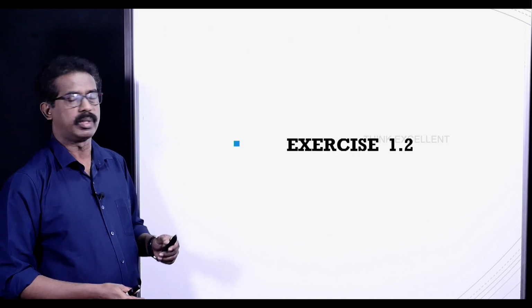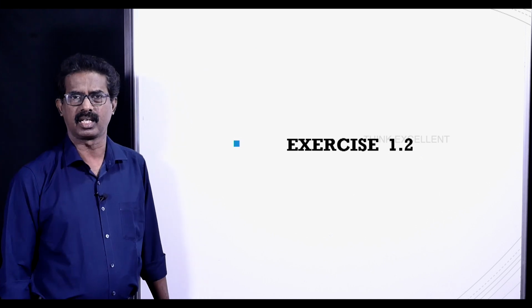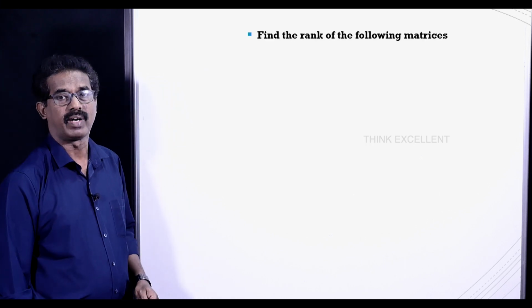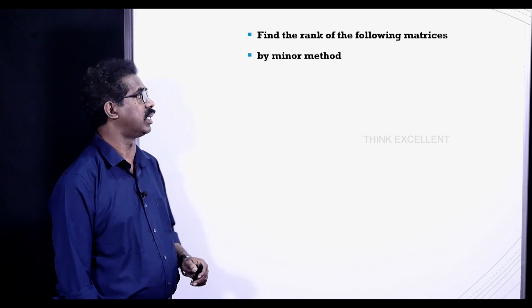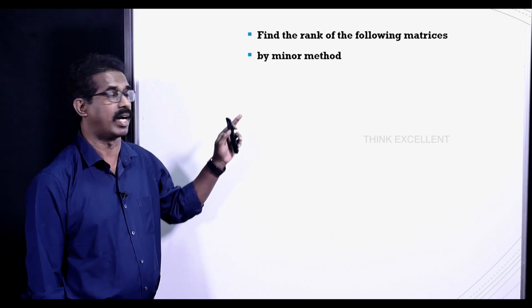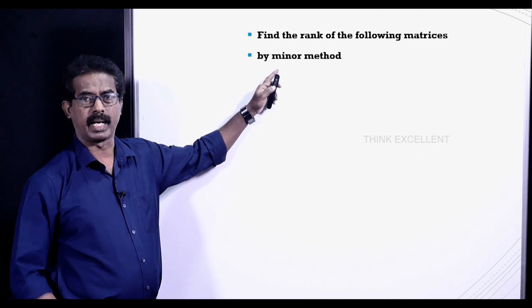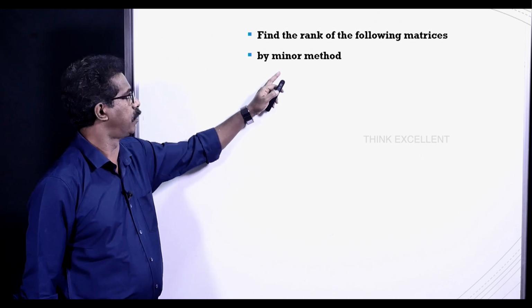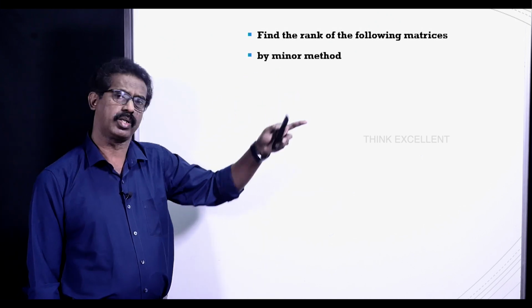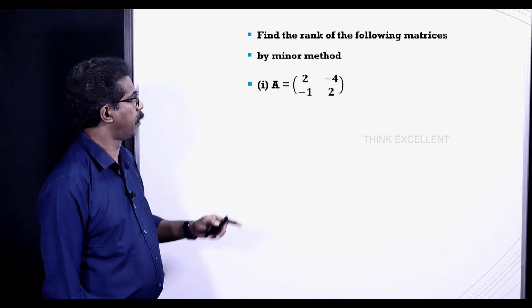Okay, so now we go to the second exercise. Only three questions given here. The first question is to find rank. Find the rank of the matrices. You read the question very carefully. Here they specified find the rank of the matrix using minor method. Minor method or determinant method, right? Both are same only. If nothing is specified, you can use any method. Okay. So we take this question, first question.